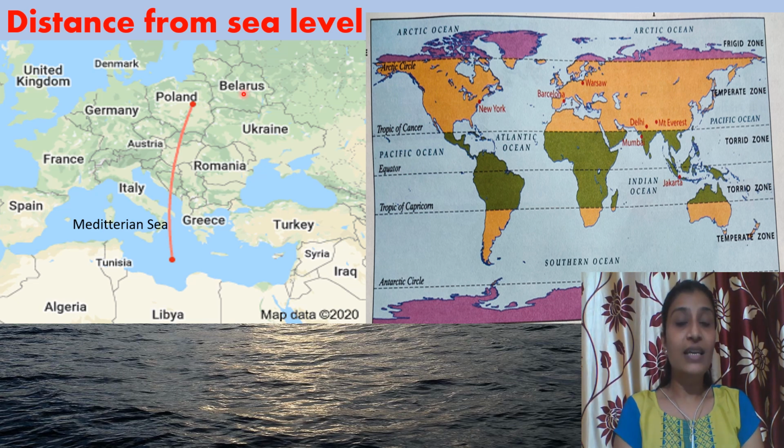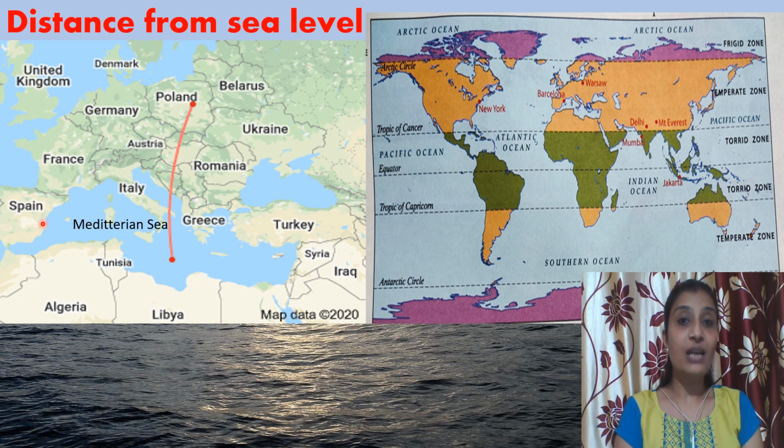Now children, look at this map. In winter, places away from the sea are cold because land loses heat very fast. And places that are near to the sea are warmer because water cools slowly. So it keeps the place by the seaside warm.